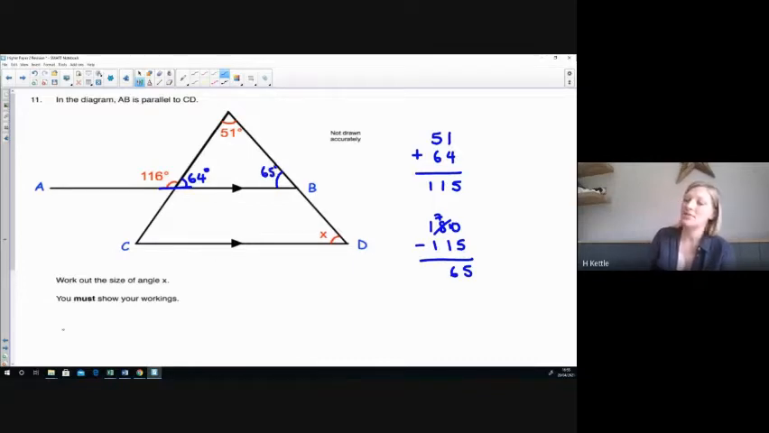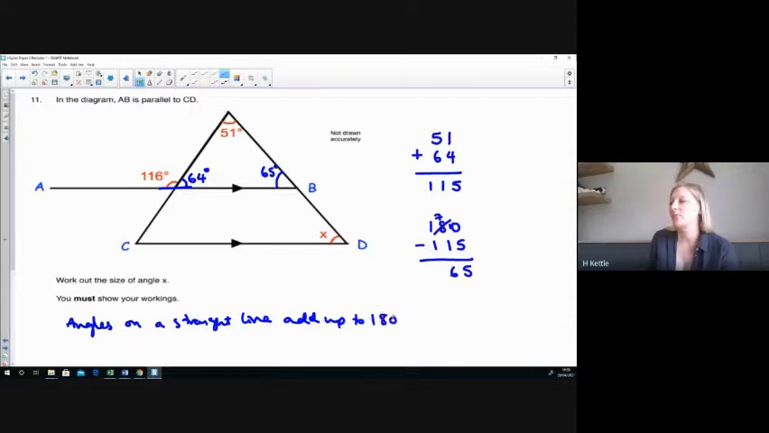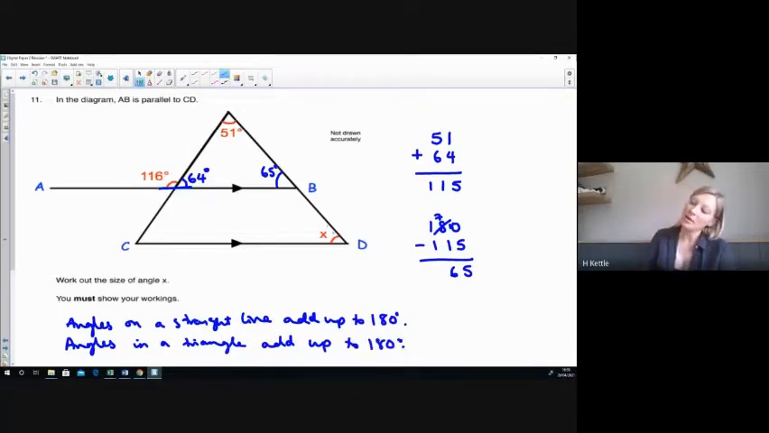Now, with these questions, if it says give reasons for your answers, you really need to write the reason at each stage. So I would say that angles on a straight line add up to 180. We used that. We also used angles in a triangle add up to 180. We also use that. And then how can I work out x?